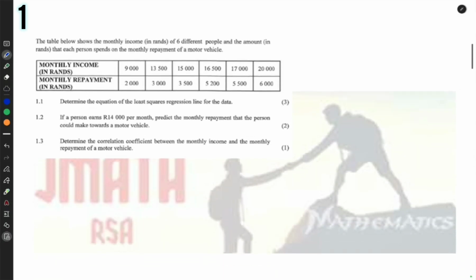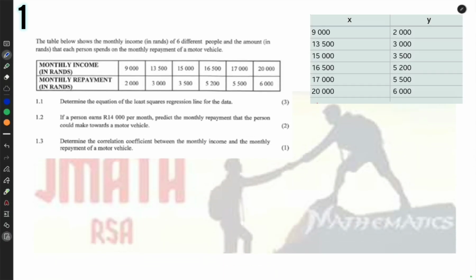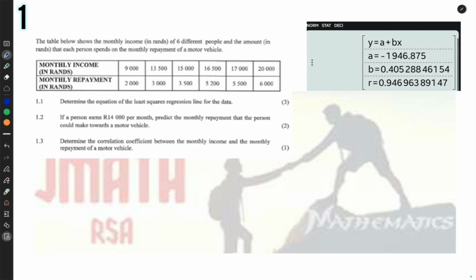Let's do it with this question. I typed in all the data, and on my calculator it looks like this, and there I can see the A, B, and R values as well. Then I would just write the formula as y equals minus 1946.875 plus 0.405x. Great, that is 3 marks in a grade 12 exam to get the least squares regression line.